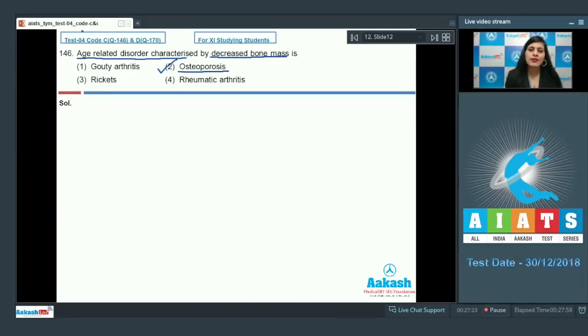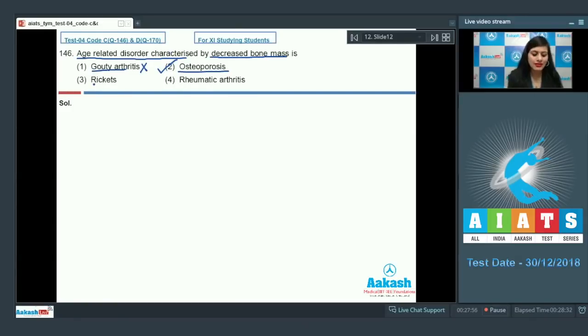In this disease, bones become weak due to demineralization caused by enhanced activity of osteoclasts, which are the bone-dissolving cells. Let's discuss other options also. The very first option given is gouty arthritis, and this is an incorrect option, because gouty arthritis is a type of arthritis in which inflammation of joints occurs due to accumulation of uric acid crystals.